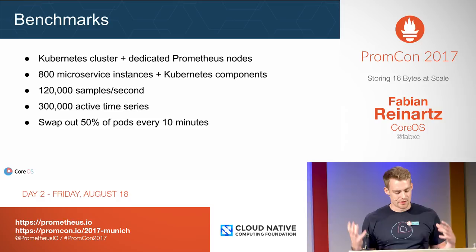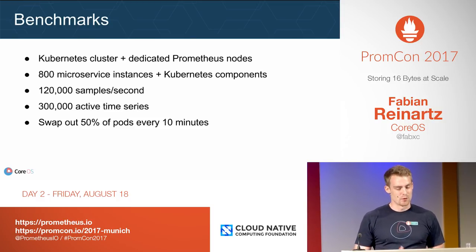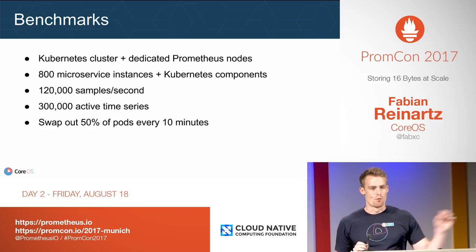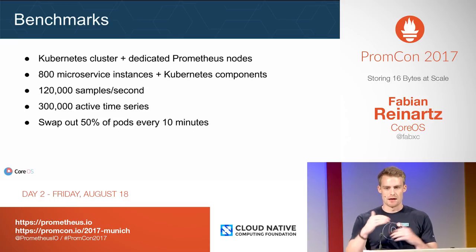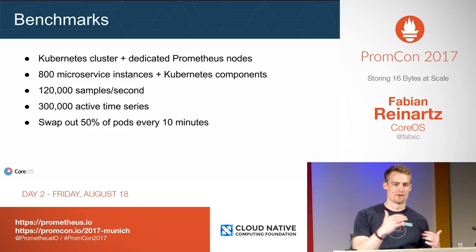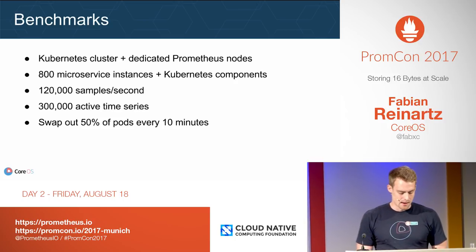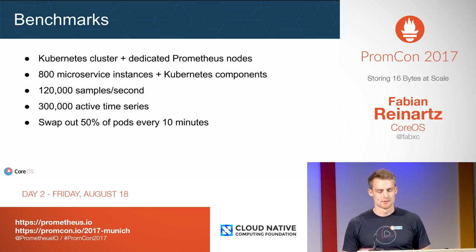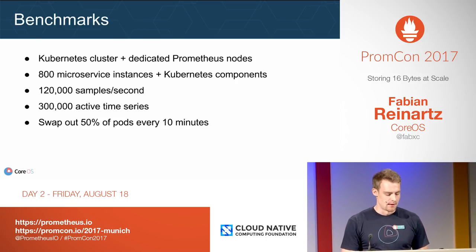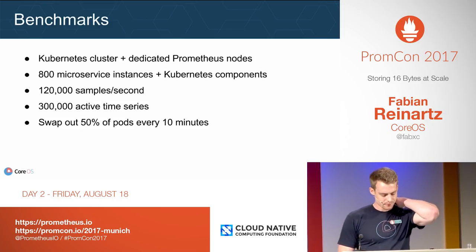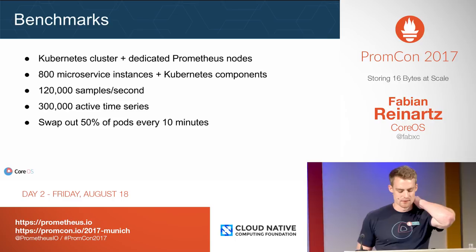And we just picked actually the source of our pain, which is Kubernetes. We are starting a cluster and adding a bunch of dedicated Prometheus nodes where we can run one Prometheus server each and A, B, C, D, E test them. We can also compare different versions in the same environment doing the same thing. And we deploy about 800 microservice instances to it and monitor these and also the cluster components themselves. That's a bit below the order of scale I've shown you before, but it's more of a cost factor thing, right?